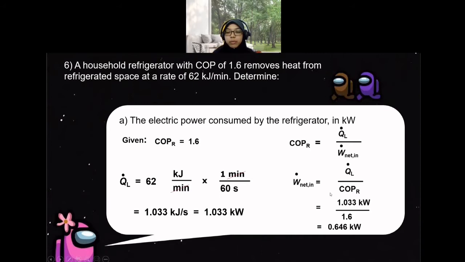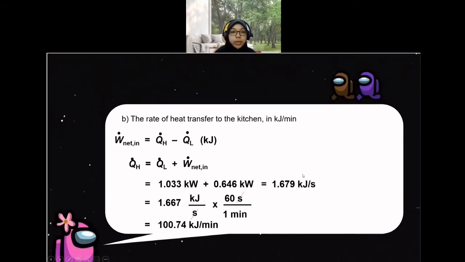And then we use the COP formula to find the W dot in. We modified the COP formula, so we got W dot in equal to Q dot L over COP, and we insert the value inside this formula. 1.033 kilowatt over 1.6, so we got the value W dot in 0.646 kilowatt.